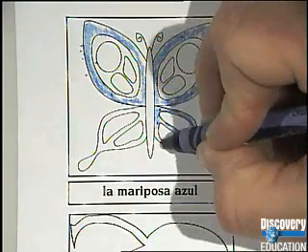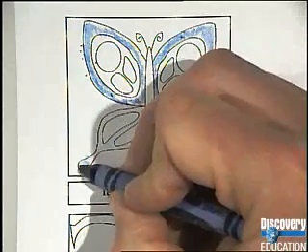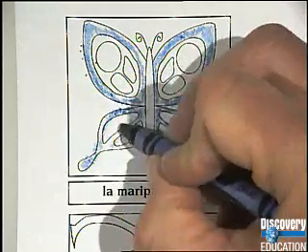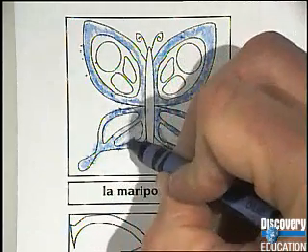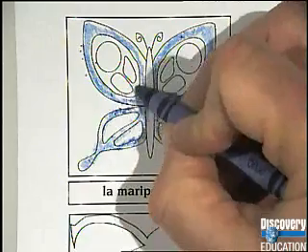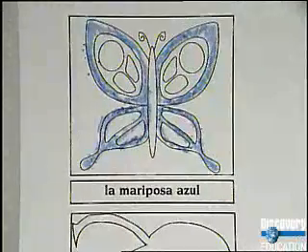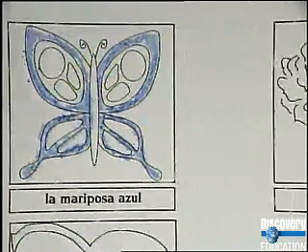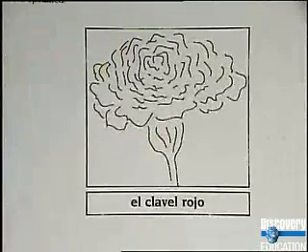Aquí está. Azul. And I'm even going to leave these parts hollow because I might go back later. I enjoy coloring. I might come back later and color some more of this one. La mariposa azul.